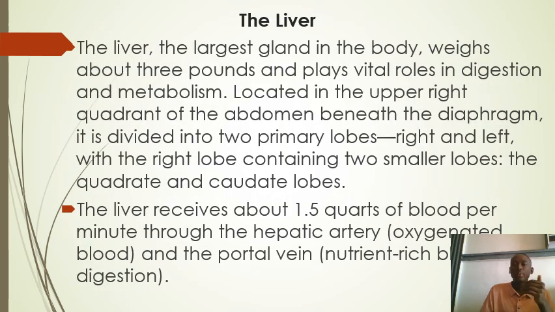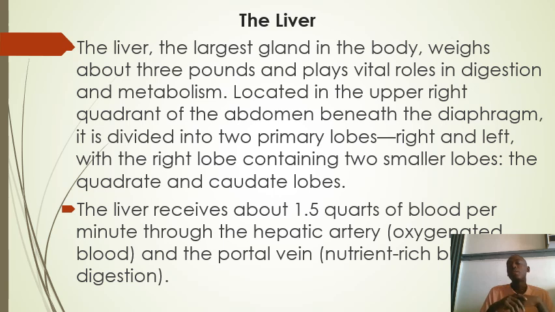So the liver now, let us look at the liver properly. The liver is the largest gland in the body and it weighs about 3 pounds and plays vital roles in digestion and metabolism. It is located in the upper right quadrant of the abdomen beneath the diaphragm and it is divided into two primary lobes, the right and the left lobes. And the right lobe contains two smaller lobes, the quadrate and the caudate lobes.